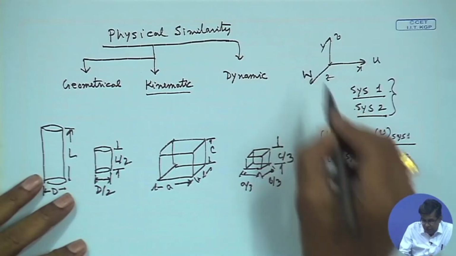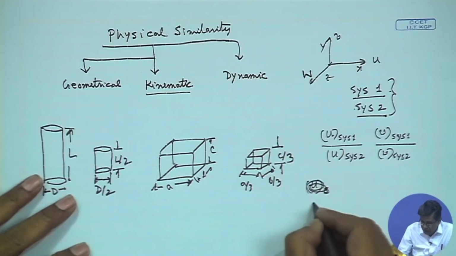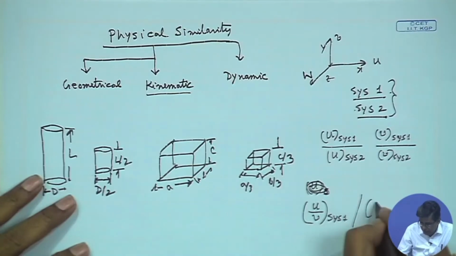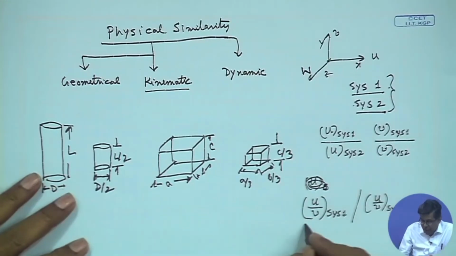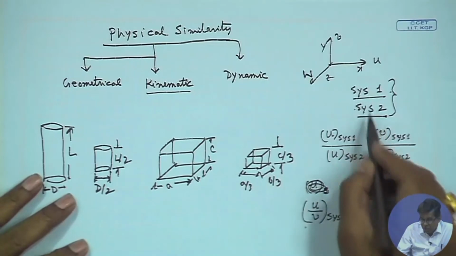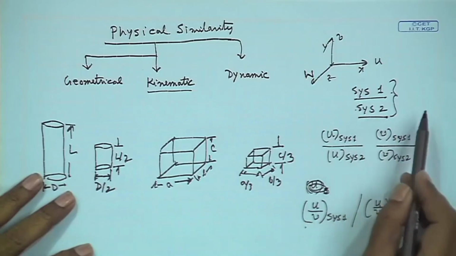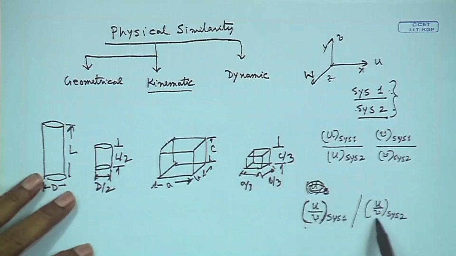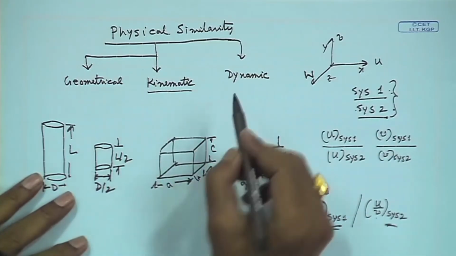Similar is the case of W, and accordingly one can write this also: U by V of system 1 divided by U by V of system 2 at the corresponding points has to be the same for both these systems. Therefore, the ratios of the corresponding velocities will be the same at corresponding points between the two systems, and accordingly the ratios of any two components of velocity of system 1 and system 2 will be the same at the corresponding points of the two systems. This ensures the kinematic similarity.